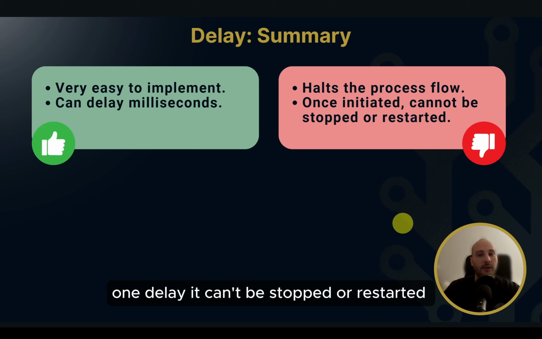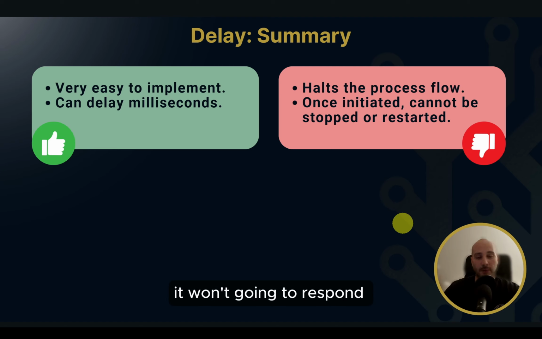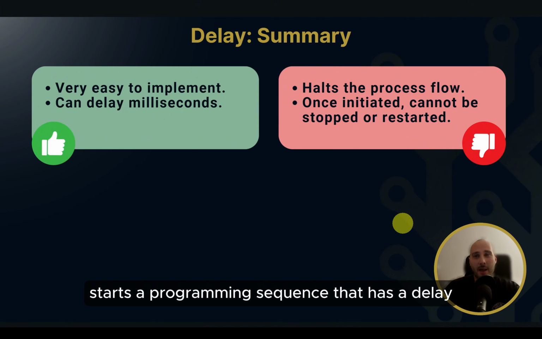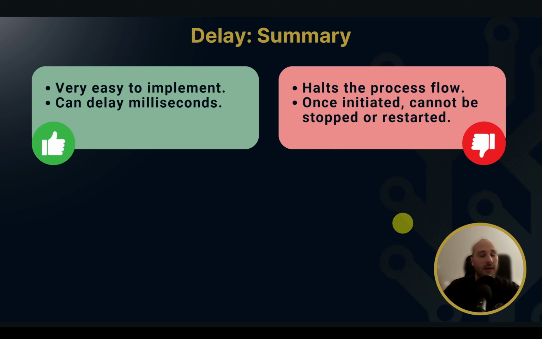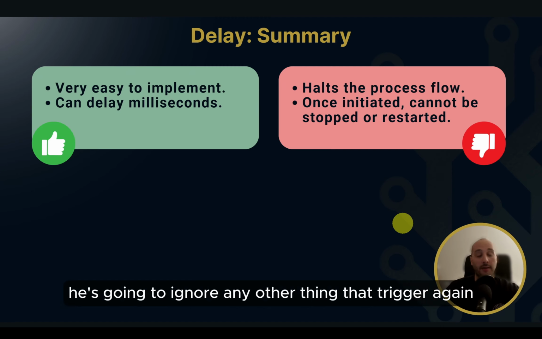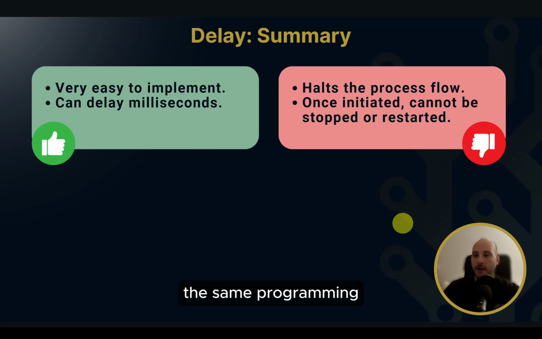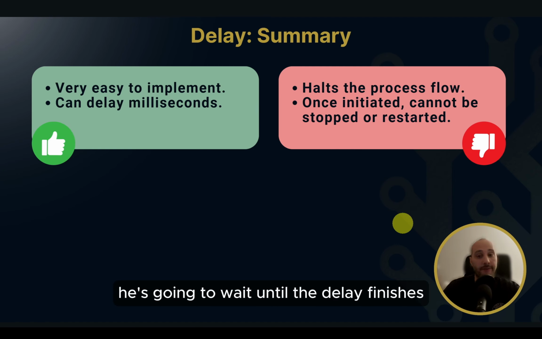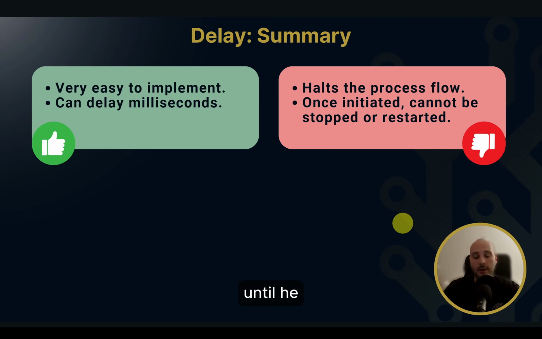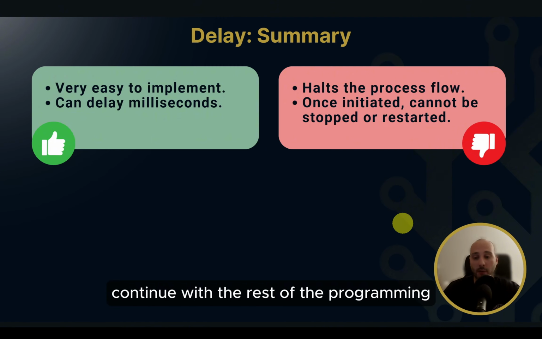one delay, it cannot be stopped or restarted, and even if we execute the sequence again, it won't respond. It seems that Composer Pro, or the Director, when it starts a programming function that has a delay and the delay process starts, is going to ignore anything else that triggers the same programming again. It's going to wait until the delay finishes the first time that it started, and then it's going to continue with the rest of the programming.